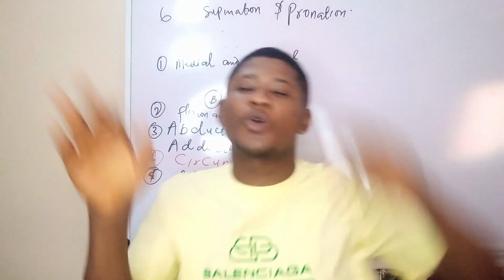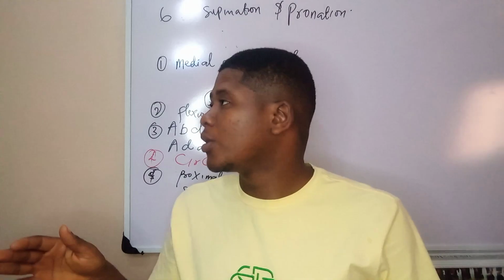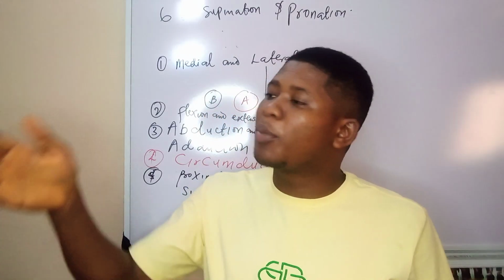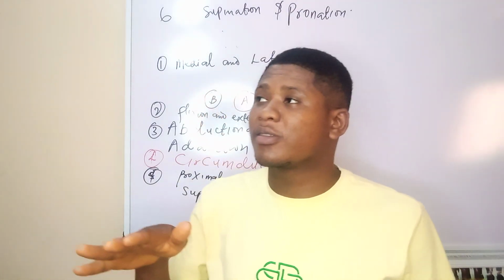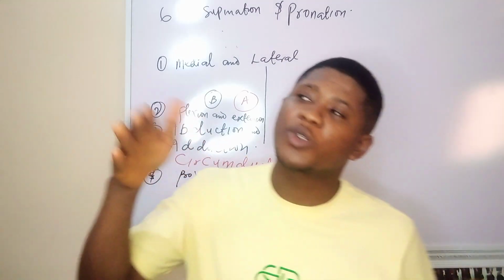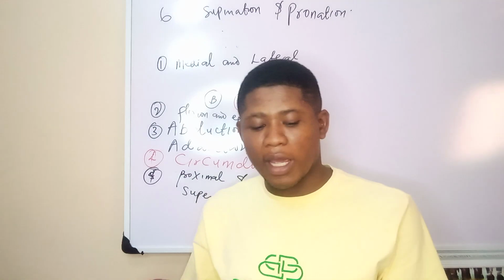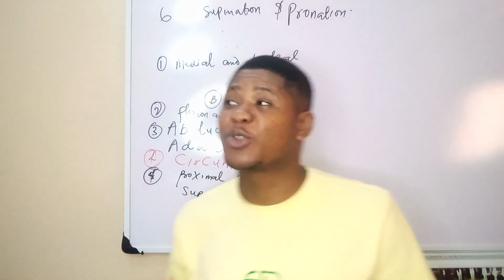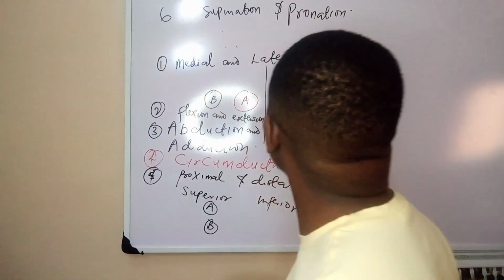So we normally say that kings are pronators, while receivers are supinators. Givers are pronators, because when you want to give, you have to pronate your palm. While receivers or beggars are supinators. So we normally pray that we become pronators, not supinators.